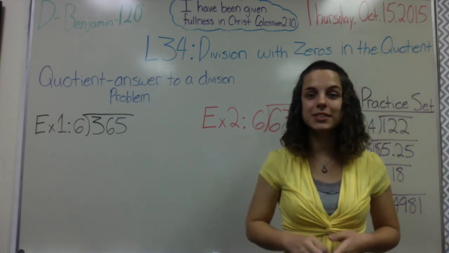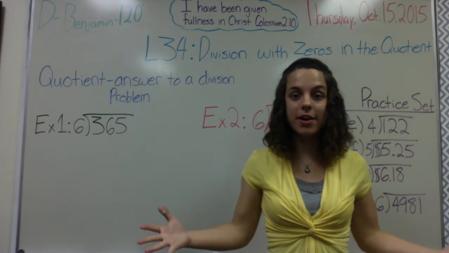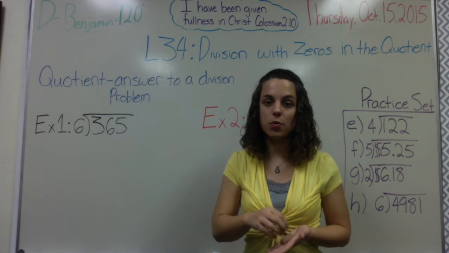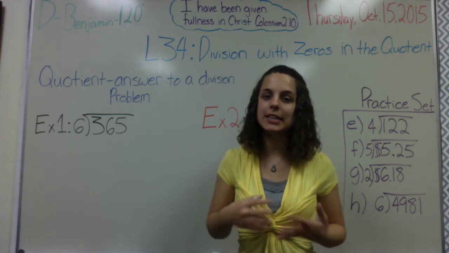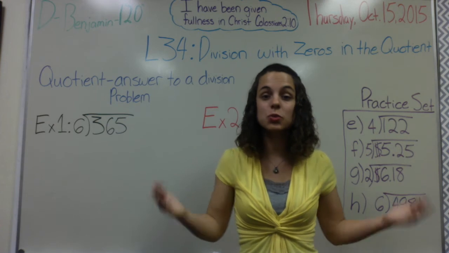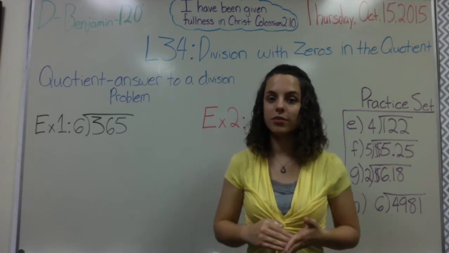This is division with zeros in the quotient. Now, this is a continuation of our long division. However, we're going to see zeros in the quotient, and that tends to get a little messy sometimes, but it doesn't have to be messy because we're still doing the exact same steps as we always have with long division.